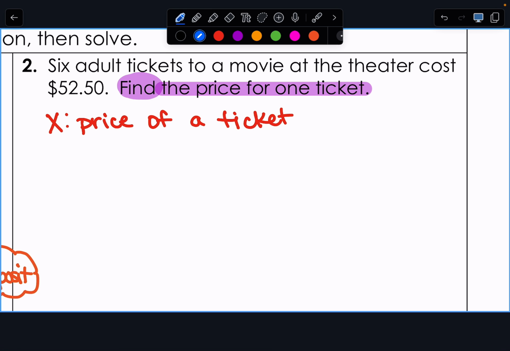So we're taking 6 adults times the price per ticket to come up with our total of $52.50. If you don't have this, that's not okay. You can't just plug numbers into your calculator and give me an answer. Part of this process is you actually writing down the equation.